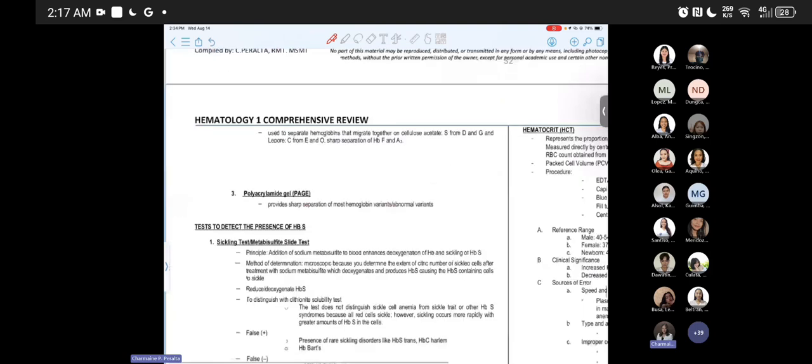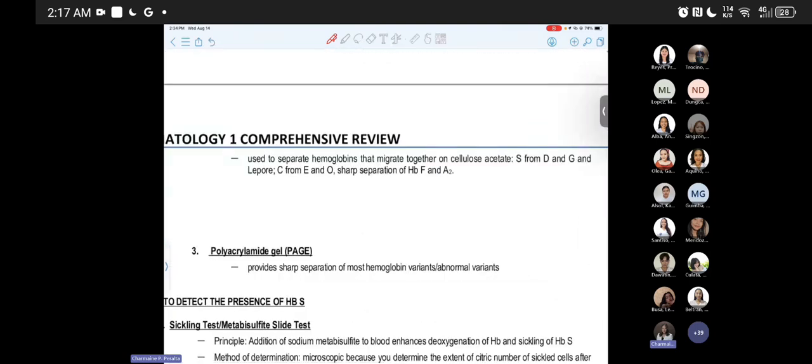Next citrate agar. So si citrate agar, this is used to separate hemoglobins that migrate together. Sino nagmamigrate together? Sara D. Geronimo. Tsaka si CEO. So to determine kung S ba siya or C ba siya, gagamit tayo ng citrate agar. So yun lang. Through citrate agar, we can differentiate S from D and G, C from E and O. Next, polyacrylamide gel, sharp separation of hemoglobin variants.